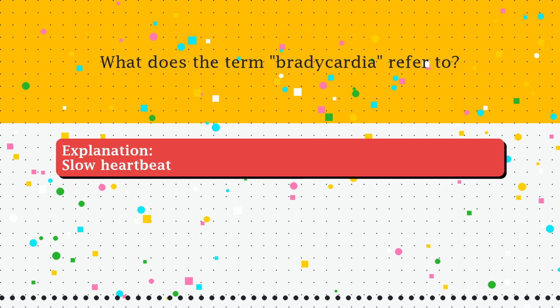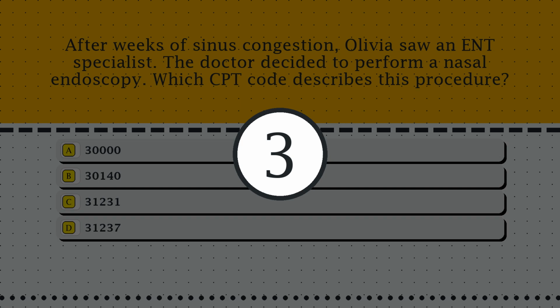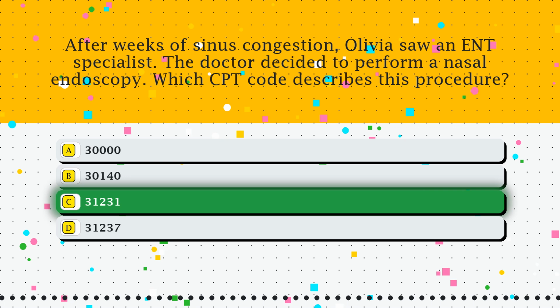Question 200. After weeks of sinus congestion, Olivia saw an ENT specialist. The doctor decided to perform a nasal endoscopy. Which CPT code describes this procedure? Option A, 30,000. Option B, 30,140. Option C, 31,231. Option D, 31,237. The correct answer is option C, 31,231.